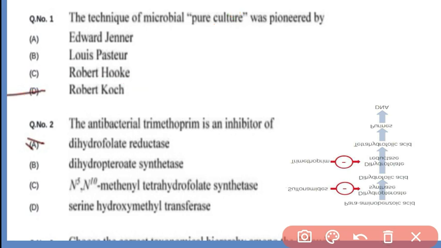Then next, the antibacterial agent trimethoprim is an inhibitor of what? Trimethoprim is used to treat and prevent urinary tract infections such as cystitis. Trimethoprim exerts antimicrobial activity by blocking the reduction of dihydrofolate to tetrahydrofolate. Tetrahydrofolate is the active form of folic acid. So trimethoprim is an inhibitor of the enzyme dihydrofolate reductase.